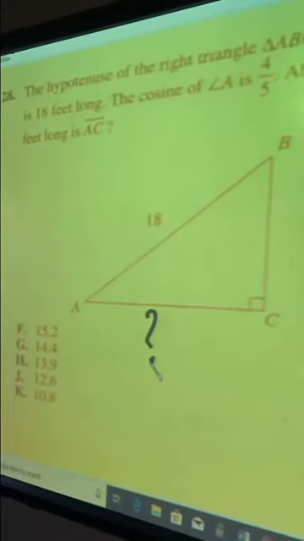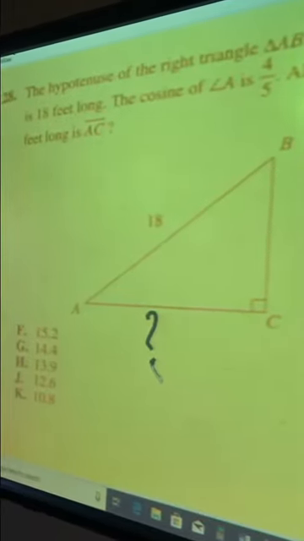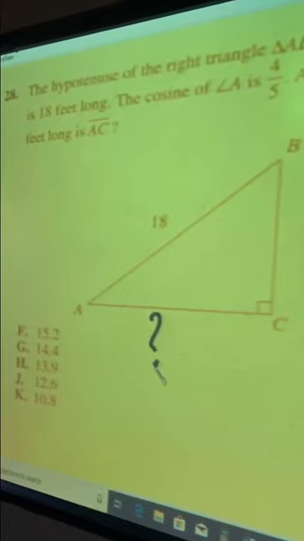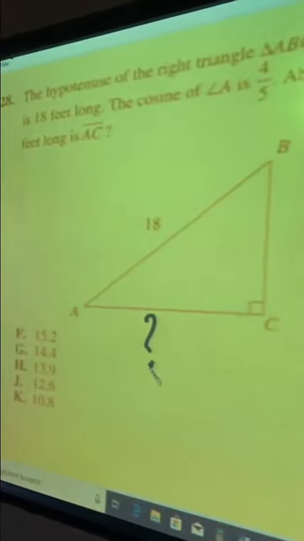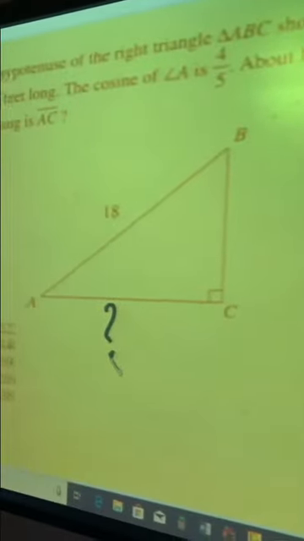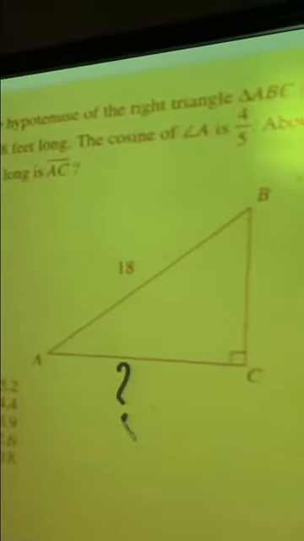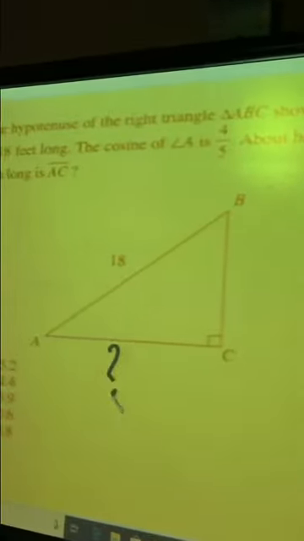I put a question mark on AC because that is the side length or the segment in question. And that keeps me on track for, when I'm working my problem out, why am I doing what I'm doing? It's so that I can get to that question mark. So remember, everything that you need is always given to you within the problem and the diagram, right? So I'm going to take some information right here. It says the cosine of angle A is 4 over 5. I'm going to create a separate triangle using these ratios.